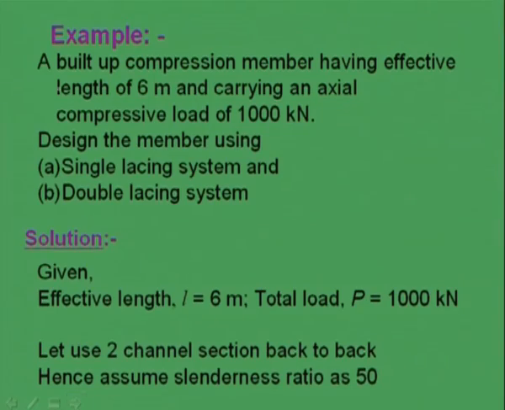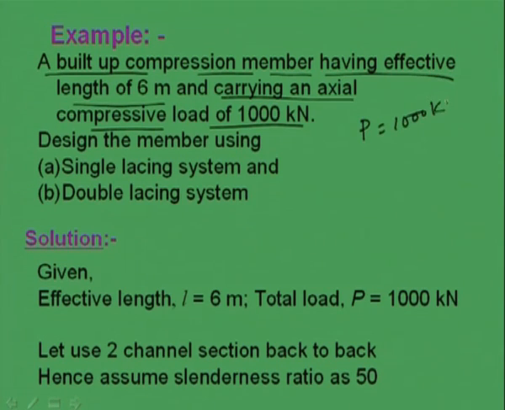So, in this example, let us see how to design the lacing system. A built up compression member having effective length of 6 meter and carrying an axial compressive load of 100 kilonewton. That means, axial compressive load is 100 kilonewton, this is given, and effective length LE of the compression member is given as 6 meter. These are the two things which have been given.